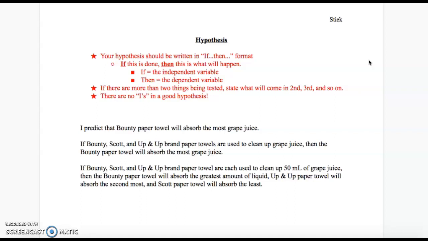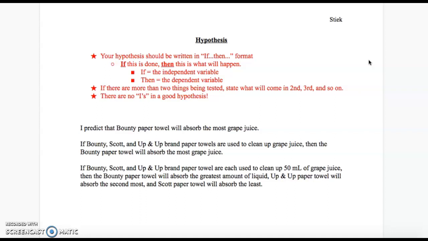When we write this if-then hypothesis, we start with if this is changed, then we go comma, then we predict that this is going to be the result. There are no I's in a good hypothesis, just like we had no I's on our purpose page in our experimental question or explanation of purpose. There will be no I predicts in our hypothesis.